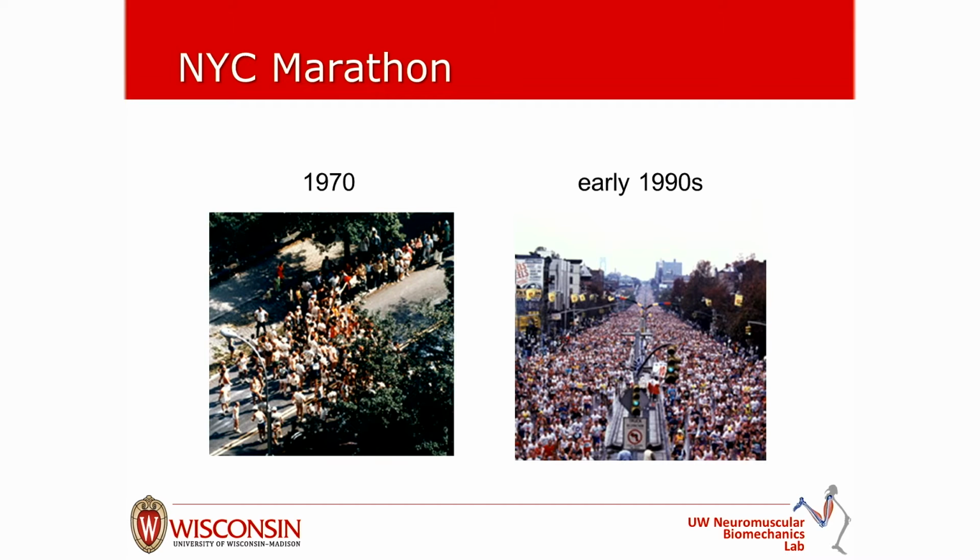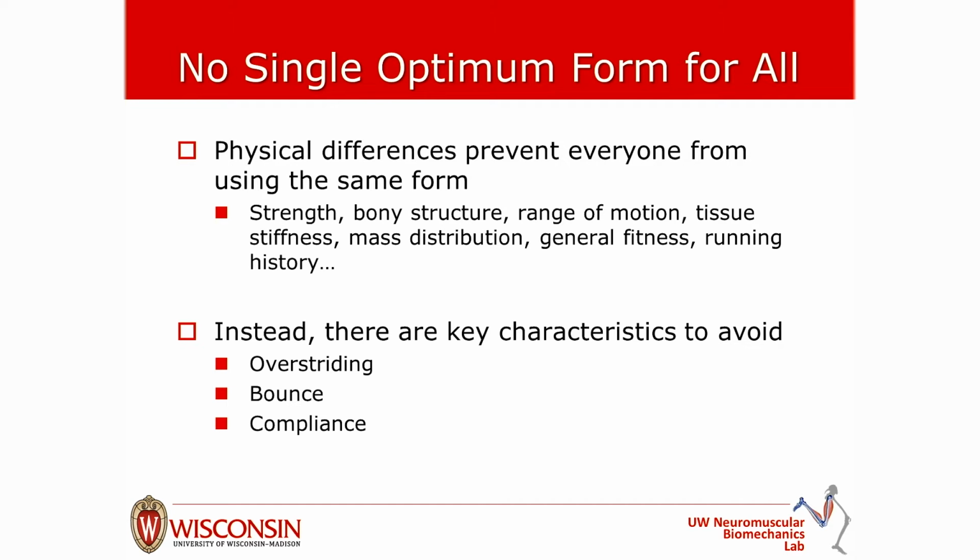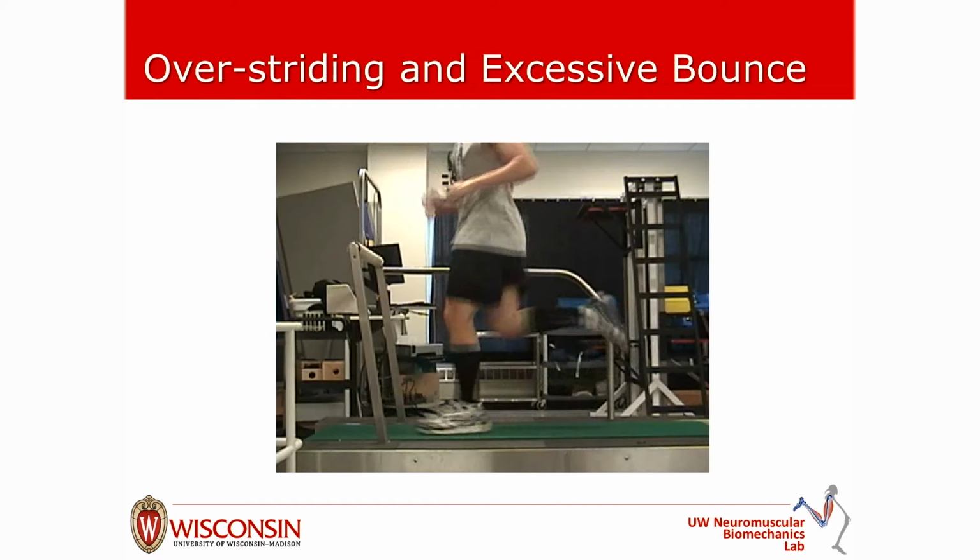So in the 1970s, prior to the first big running boom, runners were very similar in their makeup. There was not a lot of the heterogeneity, the variability that we see in today's runners that we have to consider. So when we think about trying to alter somebody's gait, what we're really trying to do is match and take into account that level of variability. Again, there's no single optimum form for all, but instead I think there are key characteristics that we want to avoid. Those characteristics are overstriding, bounce, and compliance, and I'll describe each of those to you shortly.